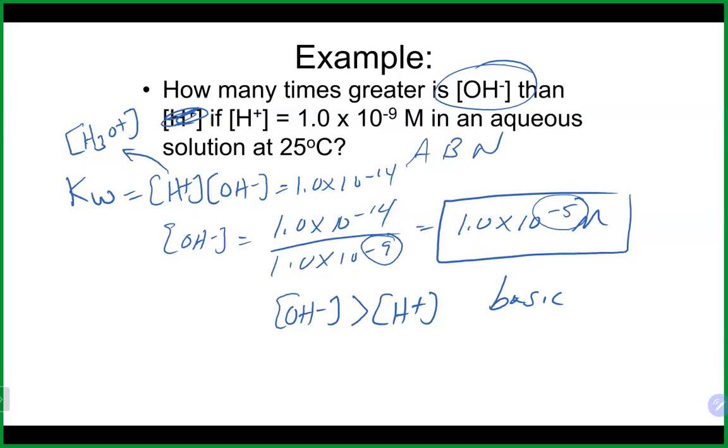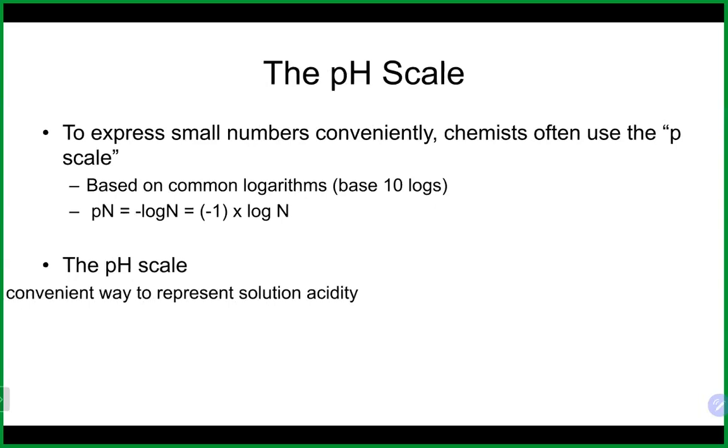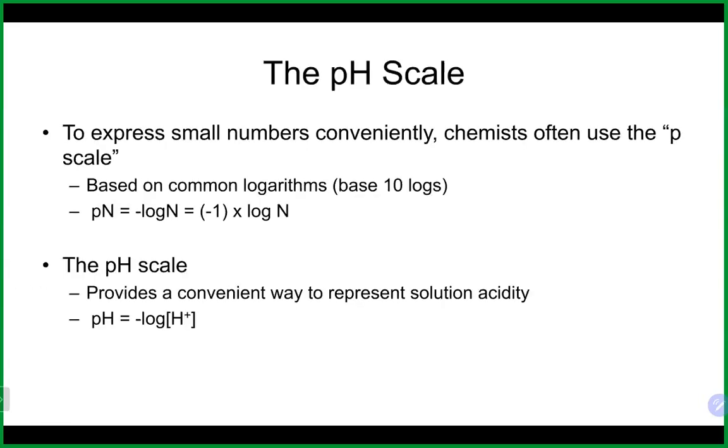All right, so let's then talk about really a more convenient way and probably a common way that we talk about things being acidic or basic, and that is the pH scale. So the pH scale is a way that we use to represent really how acidic the solution is. It's not negative here, that's just from PowerPoint.